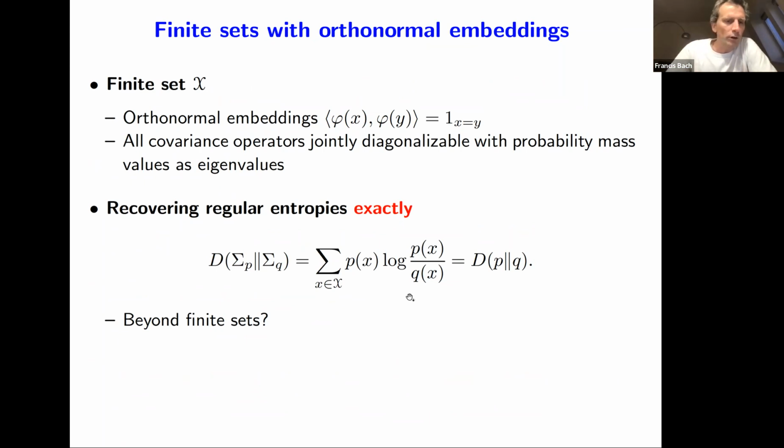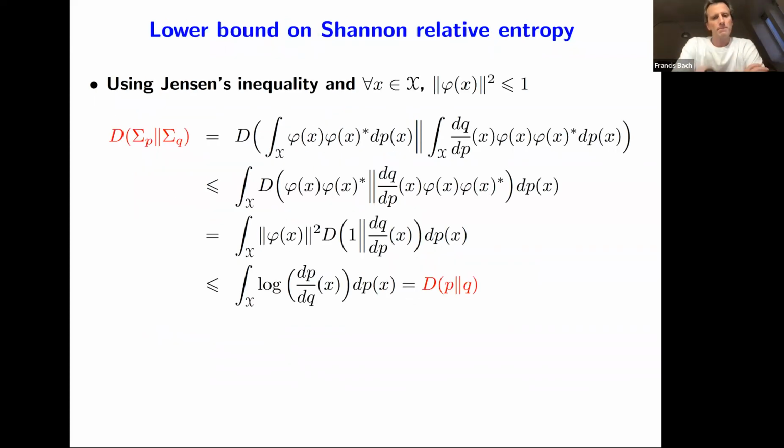The question is, can you go beyond finite sets? So maybe there are two technical slides in this talk, but I wanted to put them because this is where the action is. This is going to show that whatever the kernel is, as long as you get this upper bound, so you need to define a notion of scale, and here the scale is 1, then the new kernel relative entropy is less than the classical relative entropy, the Shannon one.